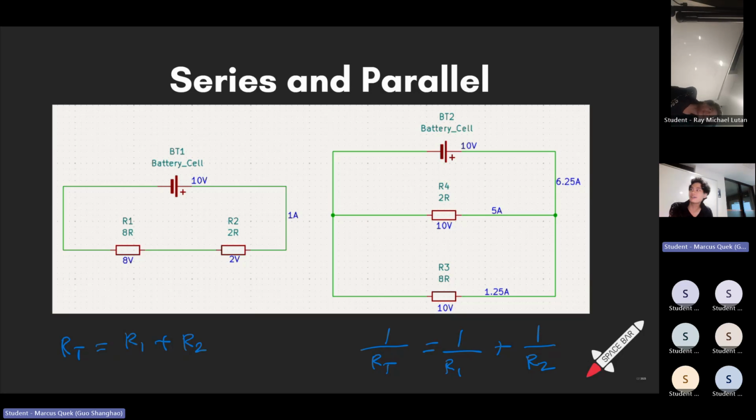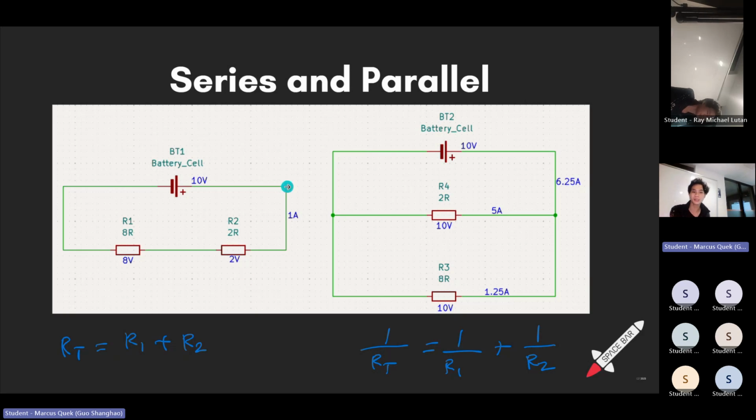V equals IR, right? 10 volts across 10 ohms, I have 1 amp of current. So there'll be 1 amp of current that flows through the entire circuit. 1 amp flows through here, 1 amp flows through here, because they're in series. Current through the whole thing is always the same. However, the voltage across each component can be different.